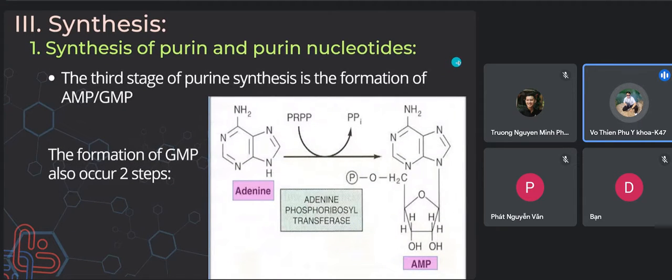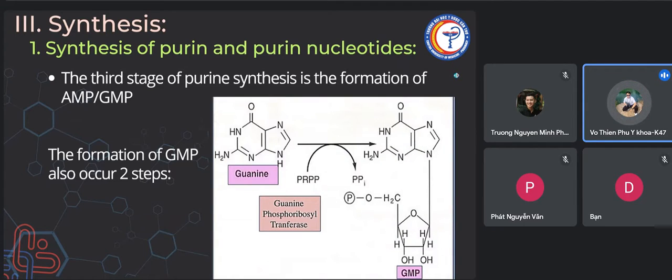And next, the third stage of purine synthesis is the formation of AMP and GMP. First, the formation of AMP occurs through two steps. Step 1, formation of the bond between the amino acid aspartate and IMP. Step 2, the enzyme adenylosuccinate lyase catalyzes the removal of the fumarate moiety from the adenylosuccinate molecule, thereby forming the molecule AMP.